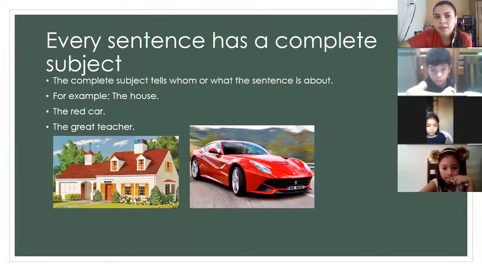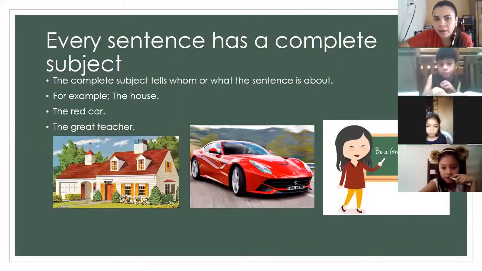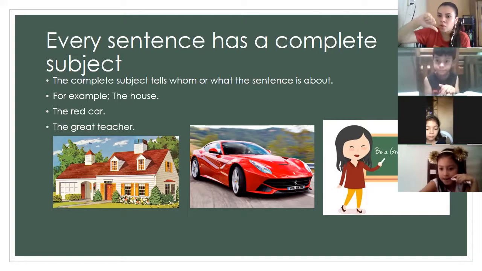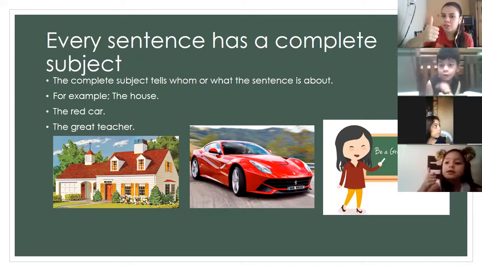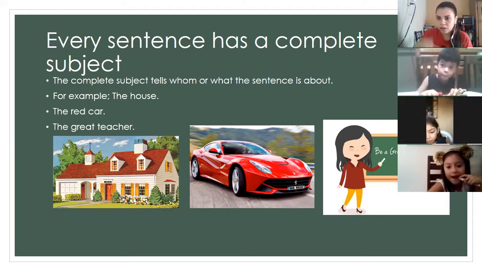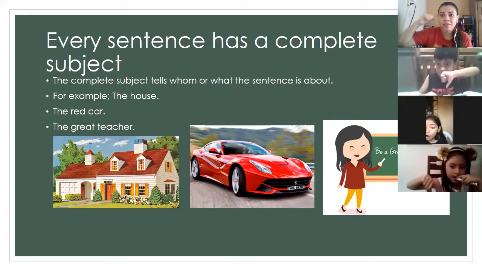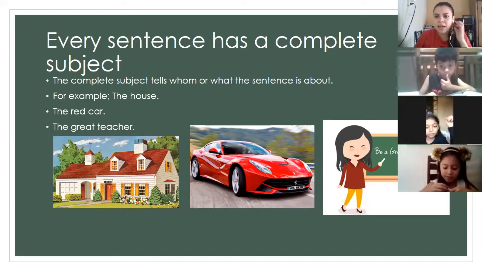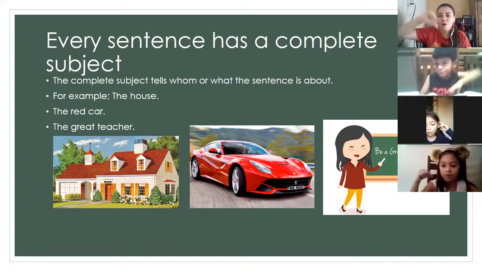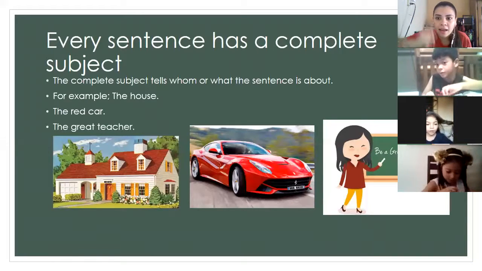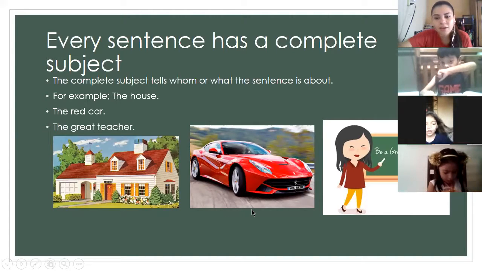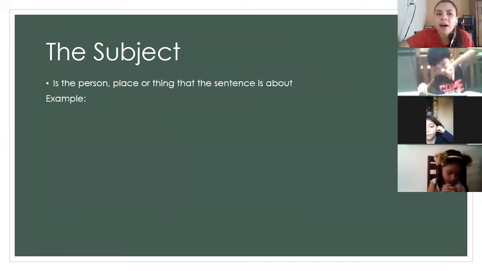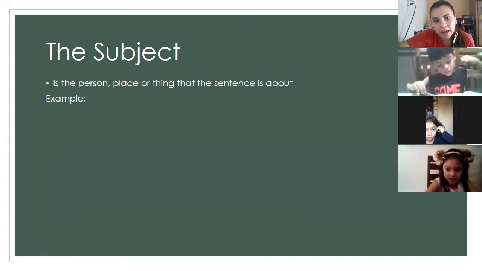The other example is the great teacher. What is the subject in this part? Teacher, because we talk about the teacher. The teacher is a person, yes or no? Or is a thing, is an animal? Is a person, yes. And the car is a person, yes or no? No, the car is a thing. And the house is an animal, yes or no? No, the house is a place or thing. The subject is the person, place, or thing that the sentence is about.